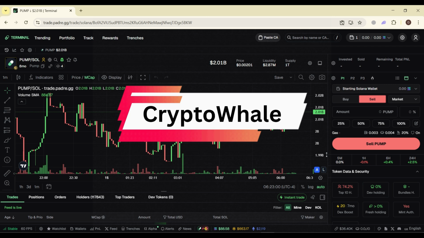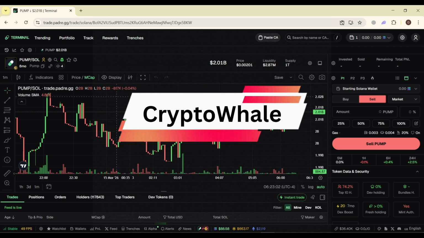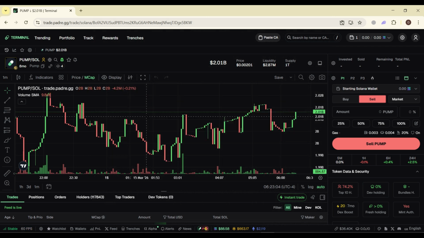So here's the first section, which is the price chart. As you can see here, the first thing you will usually see on the dashboard is the price chart. This chart shows how the token price changes over time, as you can see by these curves. Green candles usually represent price increase, while red candles represent price decrease.